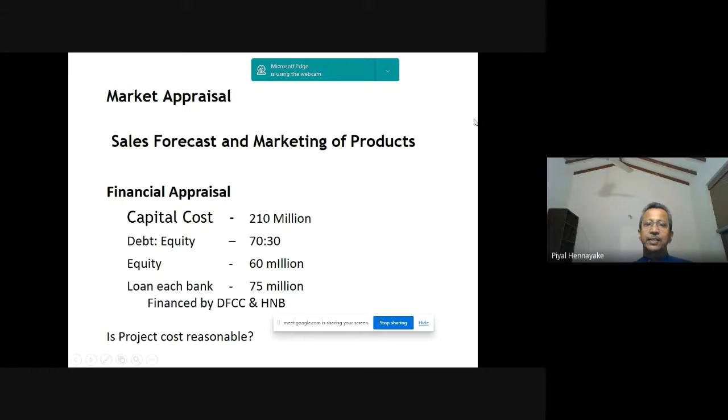Financial appraisal: the capital cost was 210 million, with debt to equity of 70 to 30, equity 60, and there were two banks, DFCC and HNB, 75 million each. So the question we have is, is the project cost reasonable?